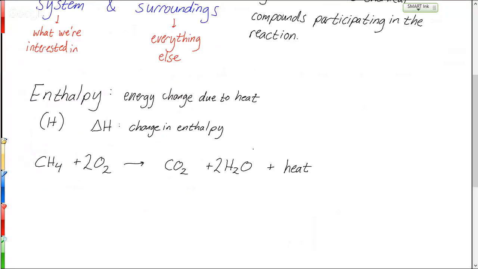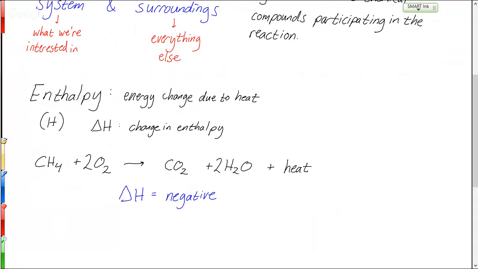So what's our sign of delta H? Is delta H going to be negative or positive here? Negative. Why? I said positive. You said positive? I heard negative. It is negative. So we'll stick with that.